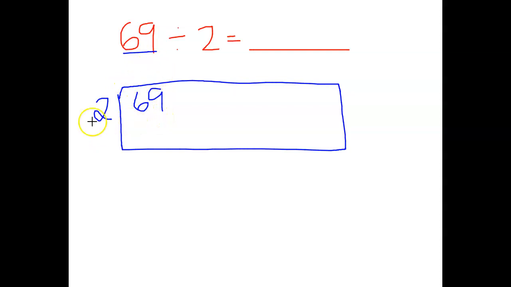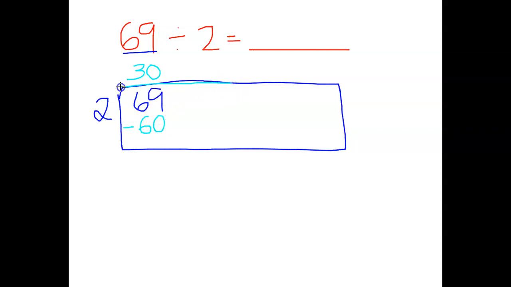So I could do 20 groups of 2, and that would take care of 40. I could do 30 groups of 2 because that's going to take care of 60. But I couldn't do 40 groups of 2 because that's 80, and that's too many. I don't have enough for that. I only have 69 x's, so I could take care of 30 of the x's though, or 30 groups of 2. And so that would take care of 60 x's altogether.